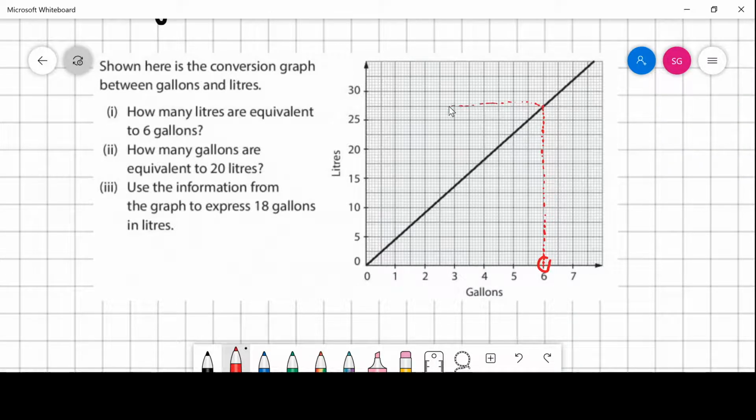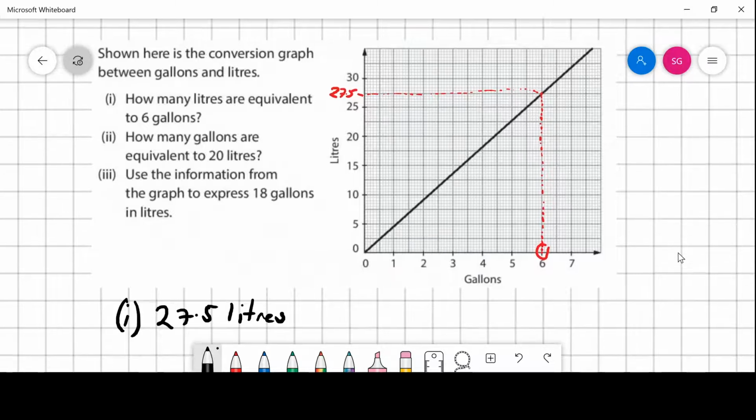Ooh, kind of gone off the line there, but whatever. Grand. And I would say, okay, it's midway between 25 and 30, so about 27.5. So for question 1, I just go, okay, part 1, 27.5 litres. I'll just write down litres in full just to err on the side of caution.